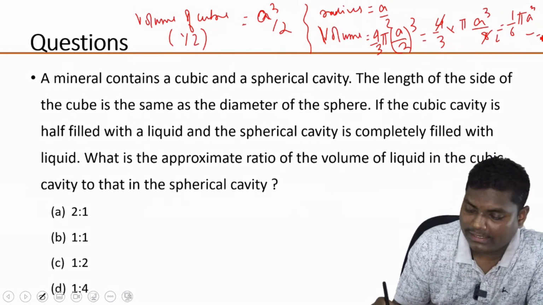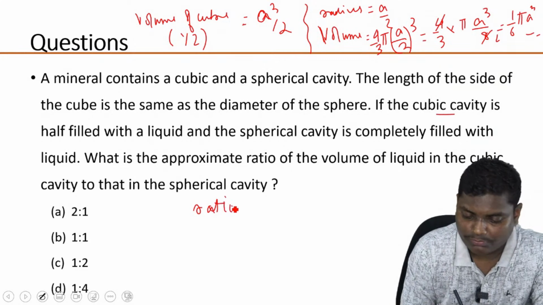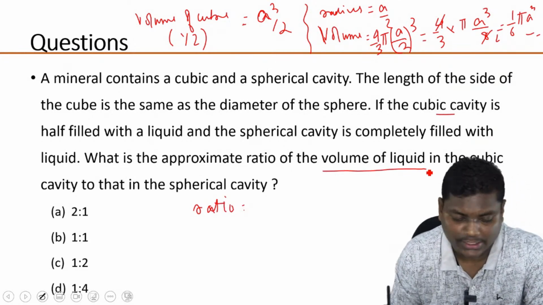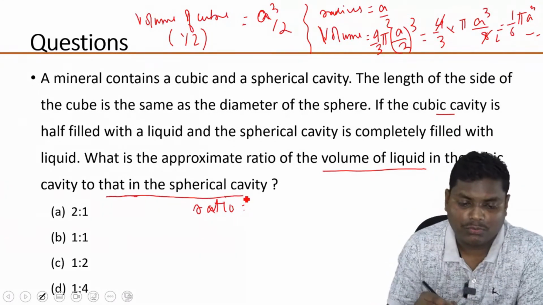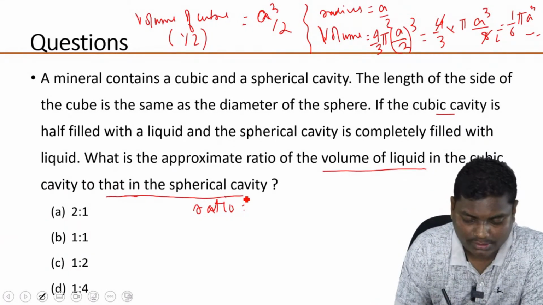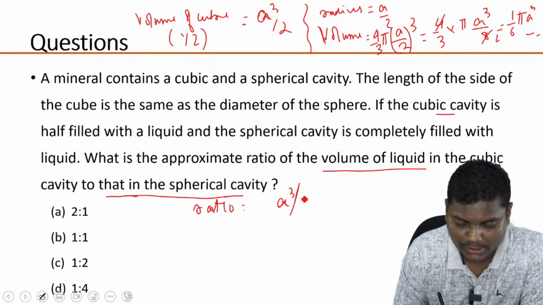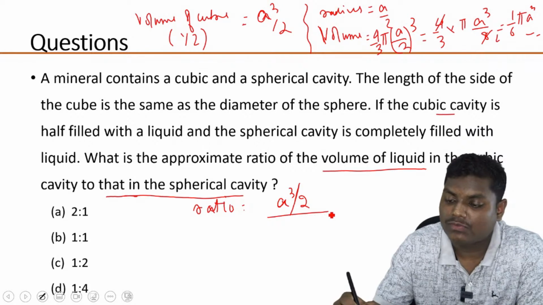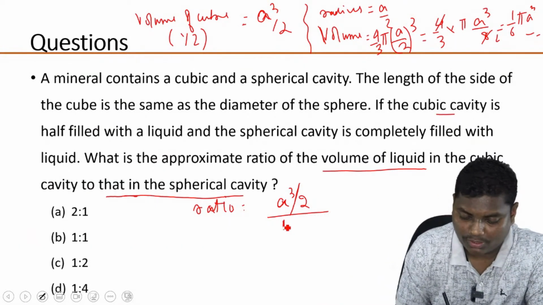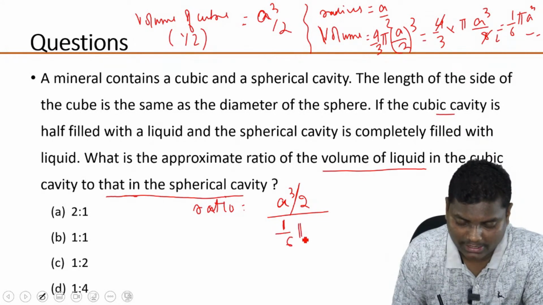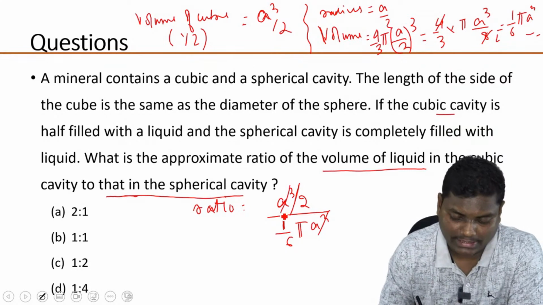Now we need to find the ratio. So what is the ratio? We need to find the ratio of the volume of the liquid in the cube to the spherical cavity that we have. So the volume of the cube is a cube by 2 here, upon what we have from here, which is 1 by 6 pi a cube. So a cube will cancel out.